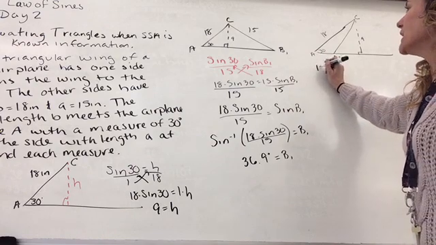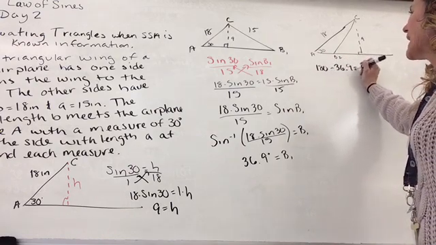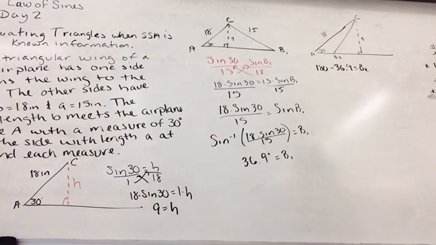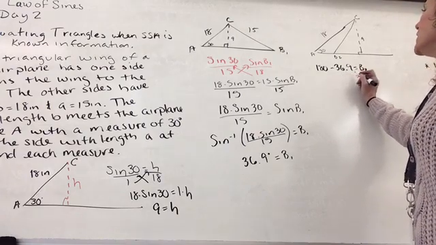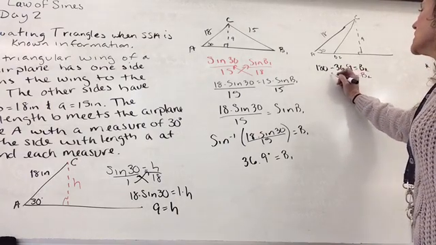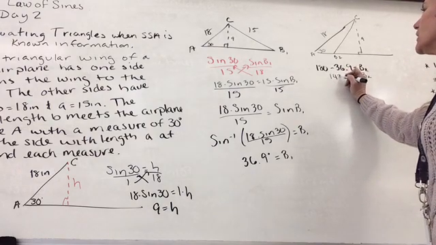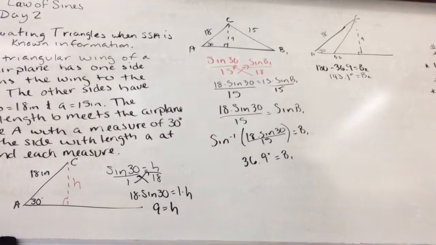They have to add to 180. So 180 minus the 36.9 has to be our B sub 2 value, which means B sub 2 is going to have to be, what is that, 143.1 degrees for the other B value. So I have that in both. Now, we're going to finish both problems.